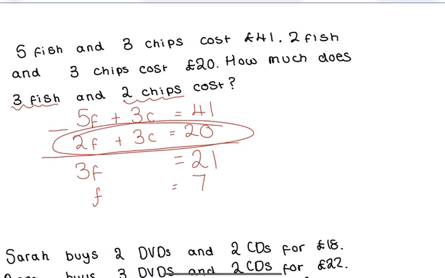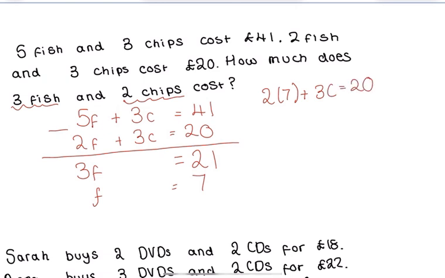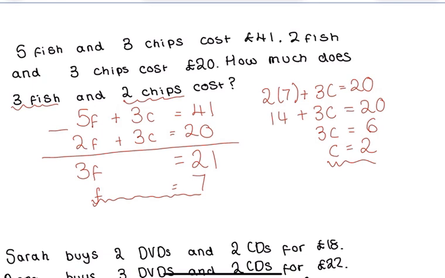Let's go for this bottom one. So we've got 2 fish, which we know is 7, plus 3C equals 20. So that's 14 plus 3C equals 20. And then we can take away that 14 from both sides. So we're going to get 3C equals 6. So C must equal 2. So the fish is £7 and the chips are £2.